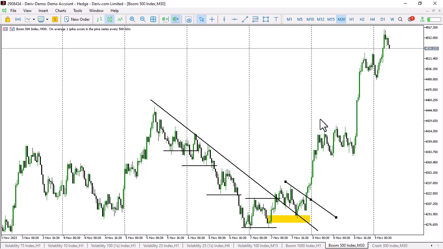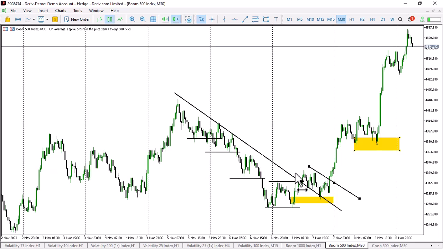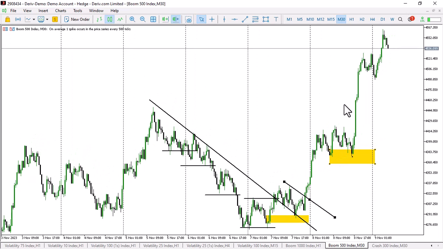Before we go any further, let me just show you another setup that formed as price was going. First of all, this is a reversal setup on boom and crash that you need to master and that you can trade. Then the next one is a continuation setup, where we have price continuously breaking the lows and the highs. In this case, price is breaking the highs. It breaks this high, comes back, and retests the order block as you see in this picture.